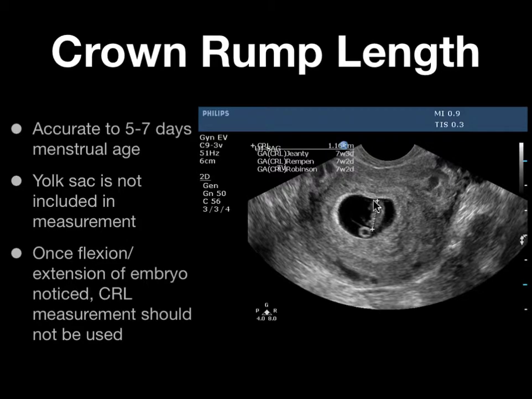Measurement of the crown rump length is accurate to 5 to 7 days menstrual age. It's important that you do not include the yolk sac within the measurement. And once the embryo is advanced enough in age that you can notice flexion and extension, the crown rump length measurement should not be used, since if the fetus is in a flexed position, you'll underestimate the gestational age, and if the embryo is in an extended position, you may overestimate the age.